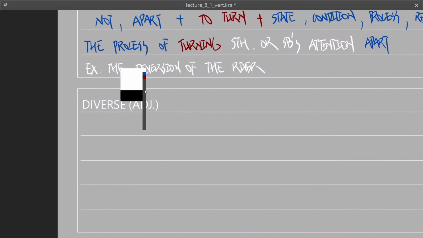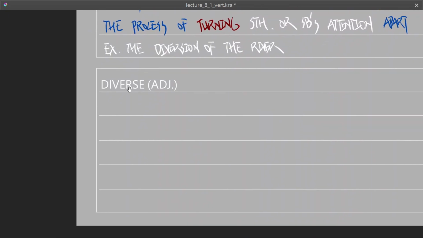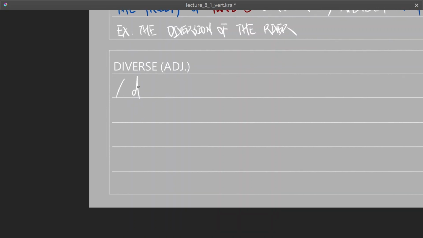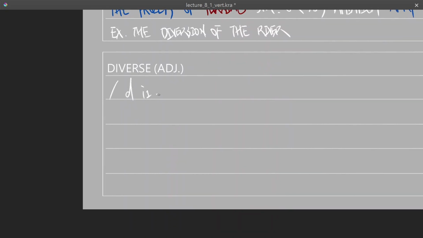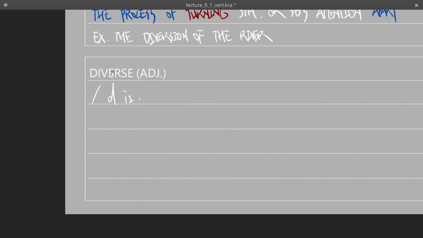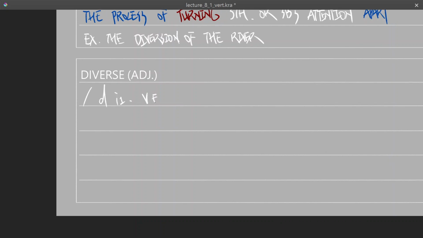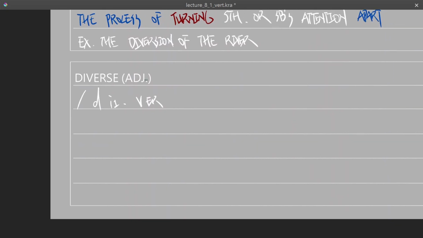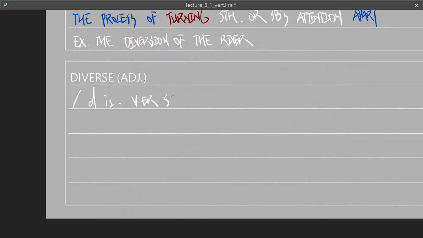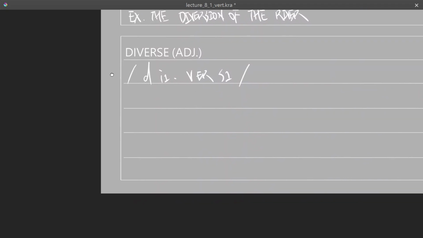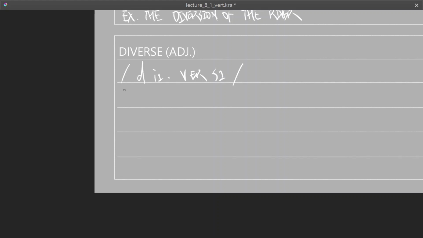Diverse. So diverse, or diverse. Stay with diverse. That's the American pronunciation. British will become diverse. Yeah, diverse. So whatever, anyway, I stay with diverse.